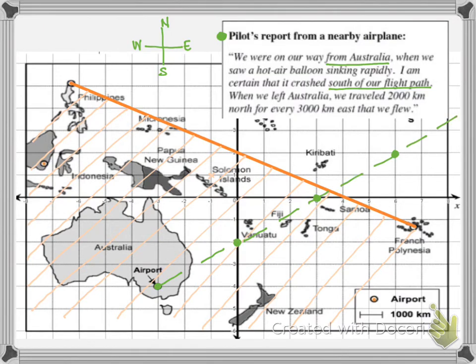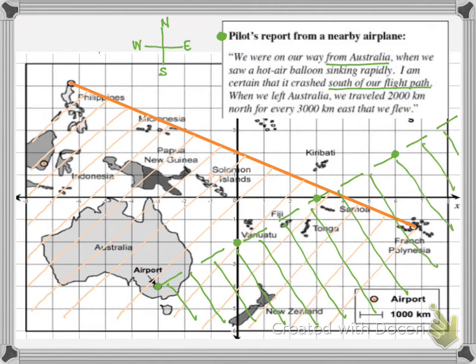And we want to go south. So I'm going to go down from there. Okay. All right, I see an overlap happening. That's good because we're trying to actually triangulate where the hot air balloon is.